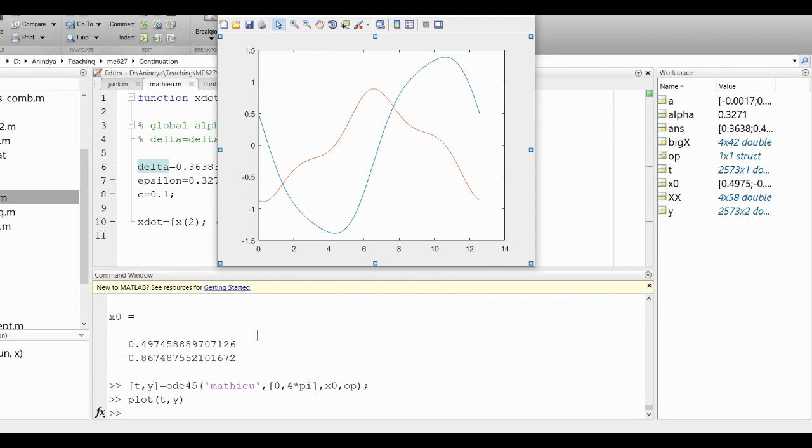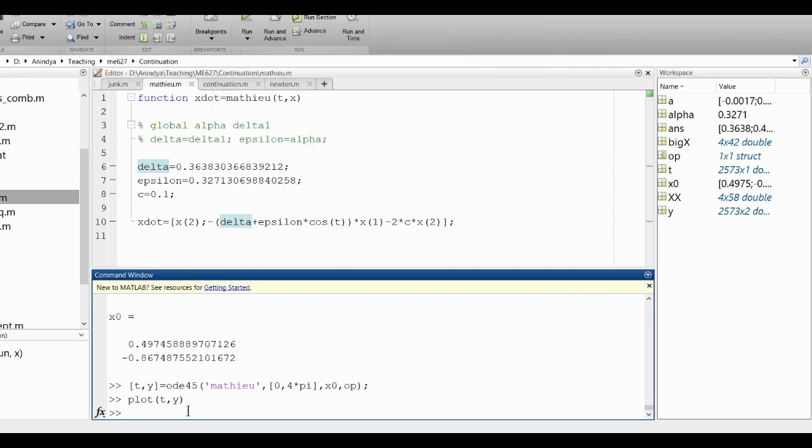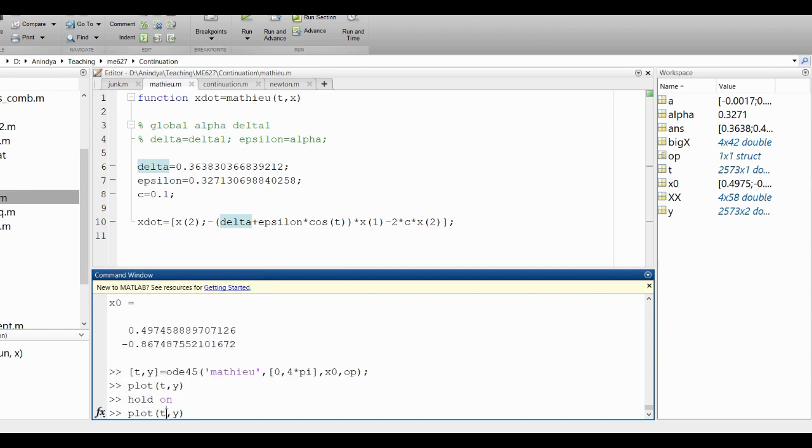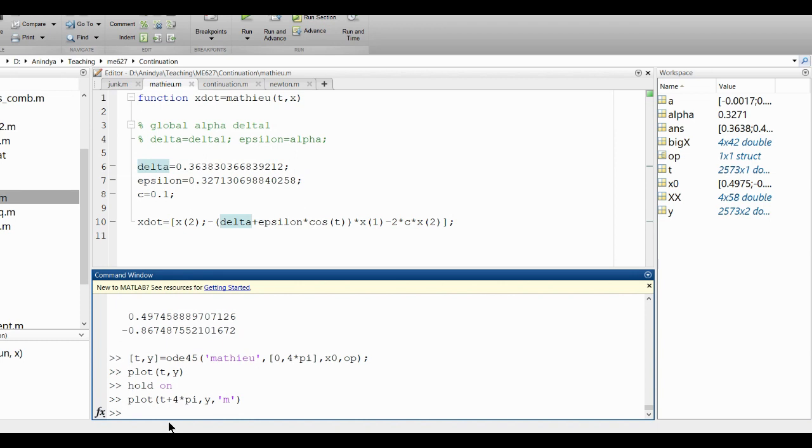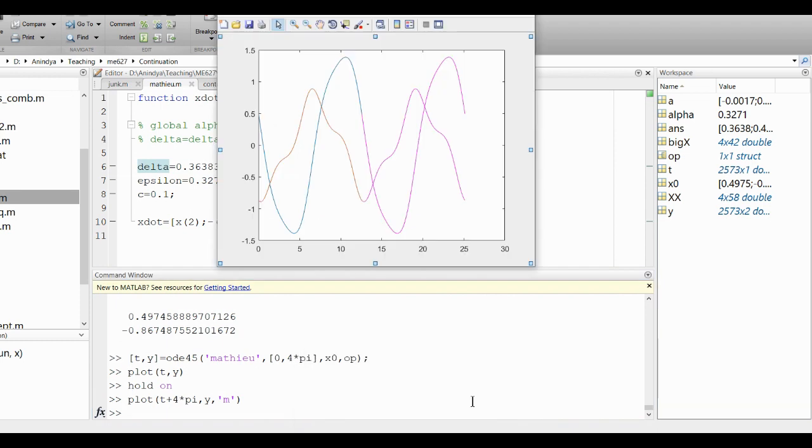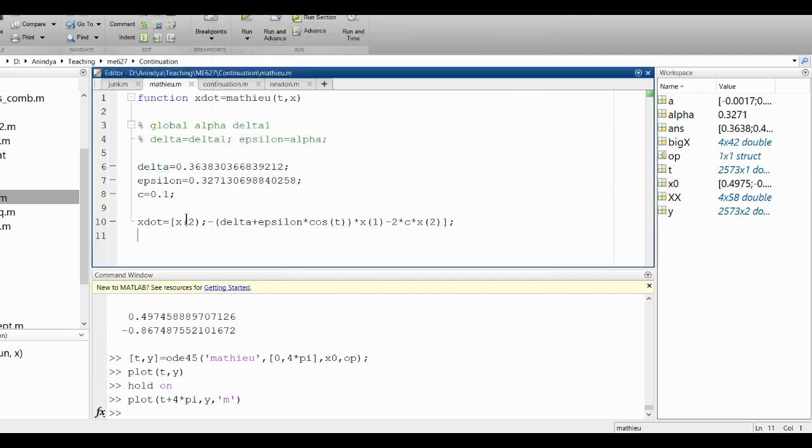Okay, how do I know that? I can do the following. I say hold on, and then I can plot it again, only I can say plus 4 times pi, right? And then I can plot it using magenta, and then you will see that it is working. So you see that it is perfectly periodic. Okay, so there is a periodic solution on the stability boundary. How do I know it's the stability boundary? If I increase epsilon a little bit, it will become unstable. So plus 0.05.